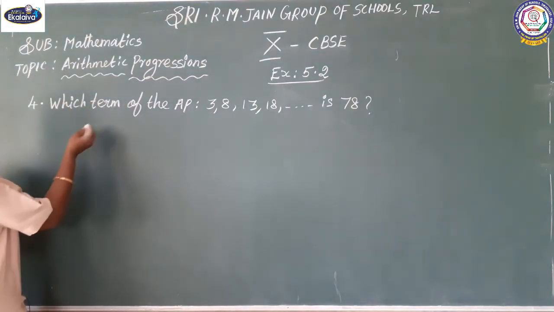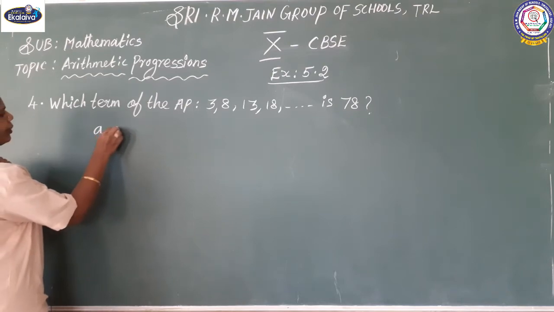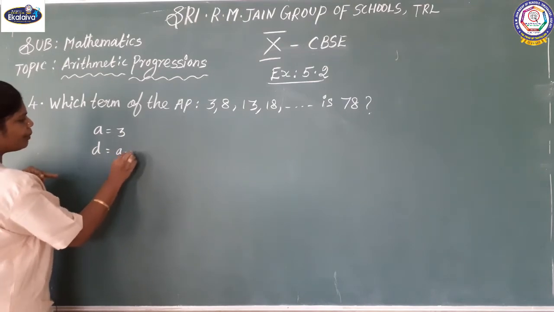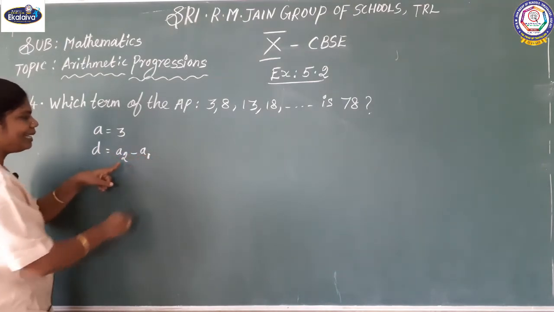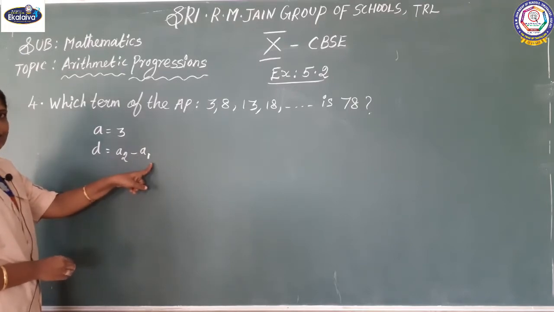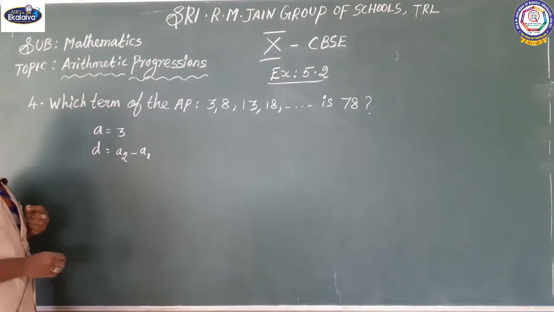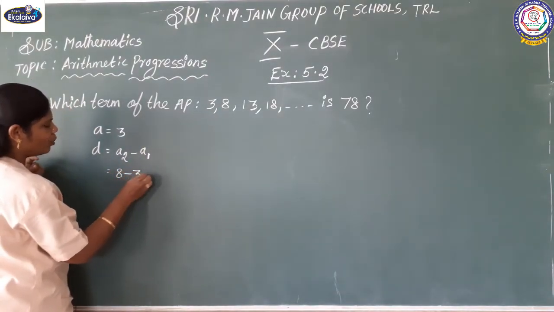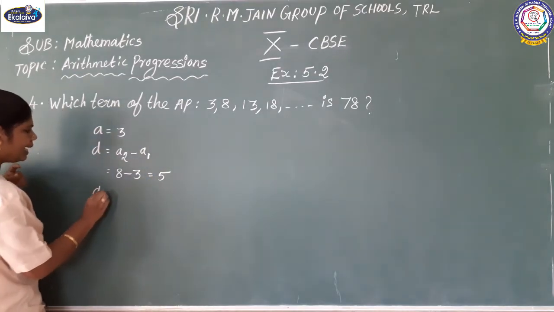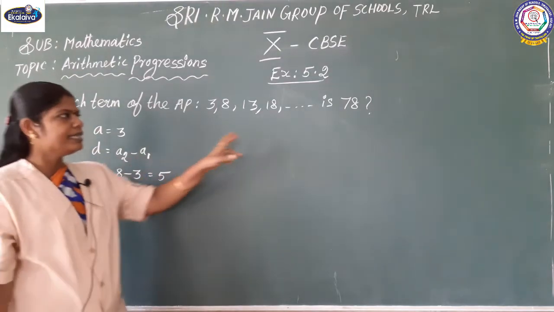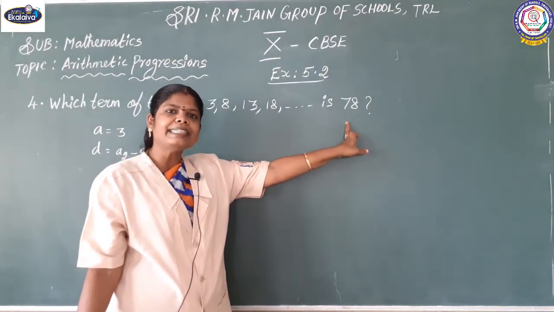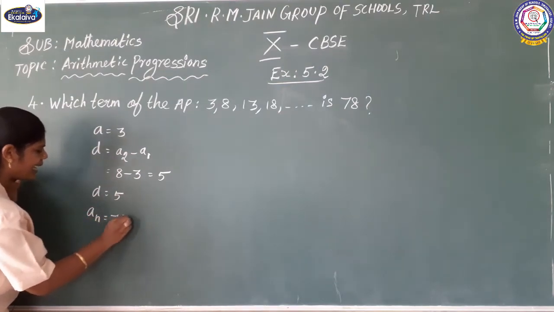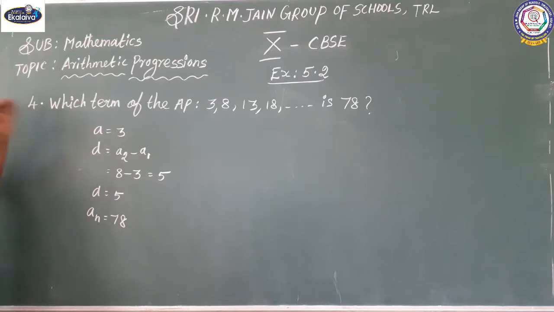Okay, so first, what things are given here? A equal to 3, D we are going to find. What is the formula? A2 minus A1. A2 represents the second term, minus A1 is the first term. Okay, second term minus first term. Here what is the second term, children? 8. Okay, so 8 minus 3, what will you get? 5. So D equal to 5. Okay, here the last term 78 represents the nth term of the AP. Okay, so An equal to 78. Okay, so we are going to find the term.